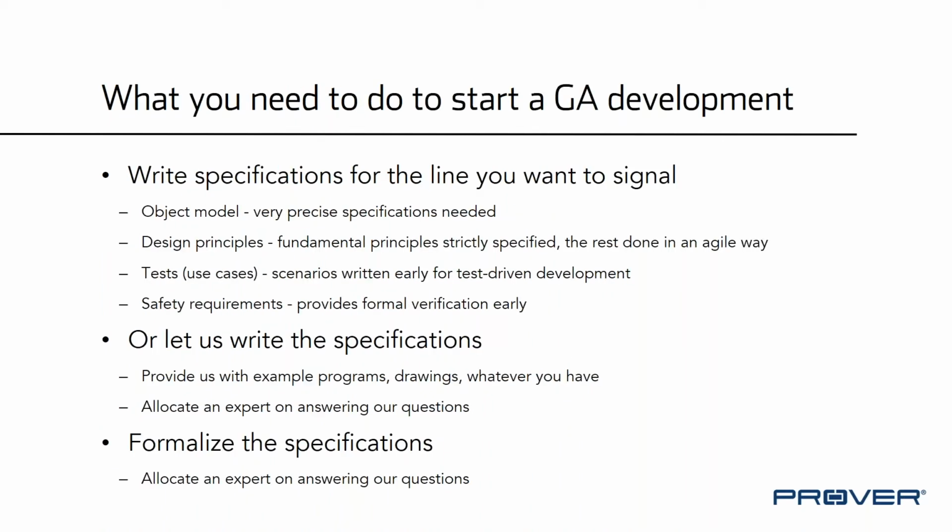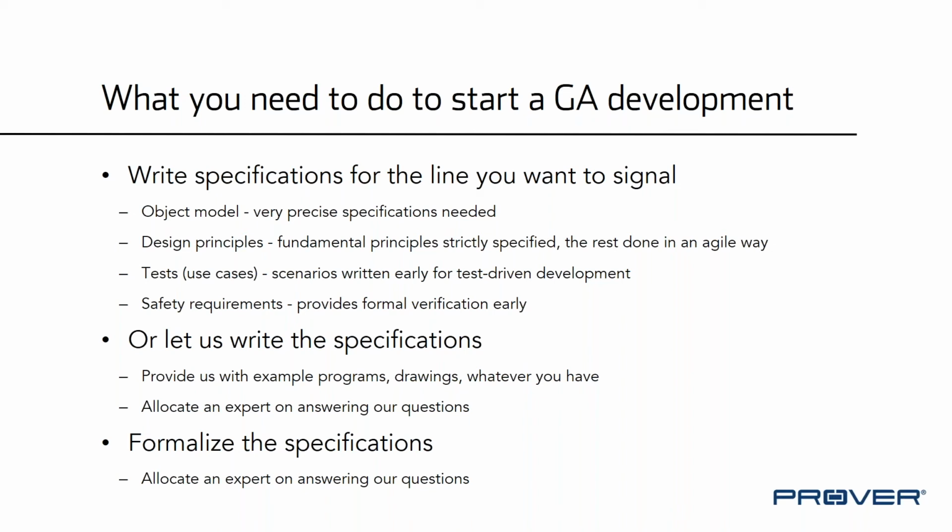To start generic application development, you need some kind of specifications for the line you want to signal. As you might have understood when I made the demo, the choice I made at the beginning of the demo, the principles, decides which signaling principles will be used and all the symbols and so on. So somehow we suppose that for a line there are common principles. You need some kind of specifications.